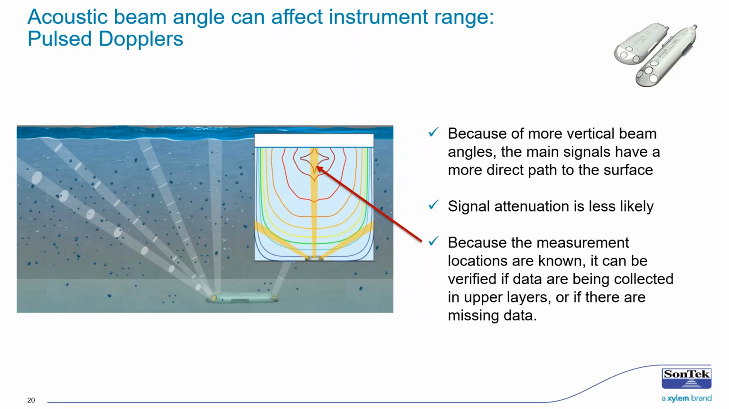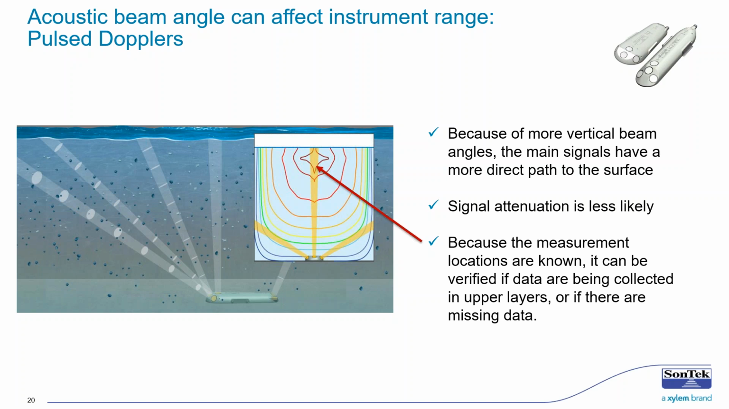So how does this issue occur in pulsed Dopplers? Well, it doesn't, for a couple different reasons. One is that, at least in the case of the SonTek IQ, the beam angle is specified off the vertical, and it's 35 degrees off the vertical. So you can see in this picture, I know there's a few different beams here, but there's a more vertical orientation in the water column, which means there's a shorter path to the surface. So with a shorter distance to travel, signal attenuation is less likely to begin with.